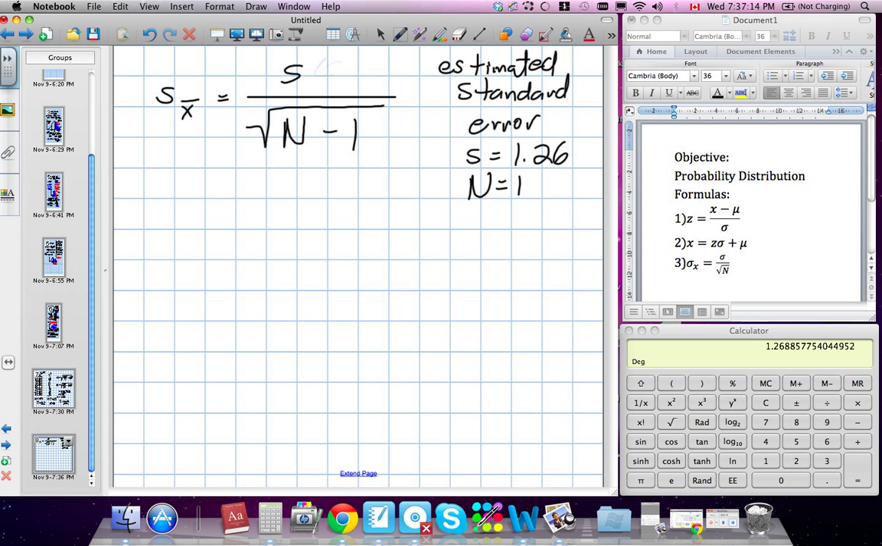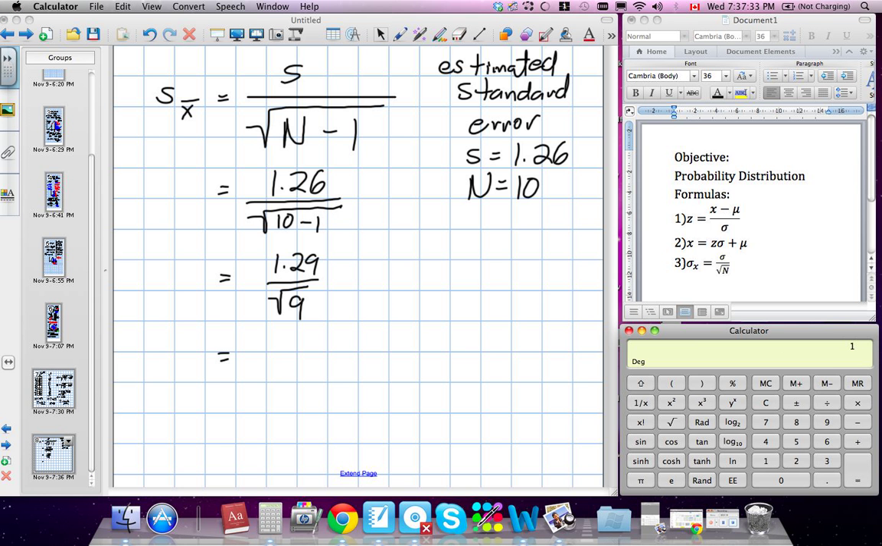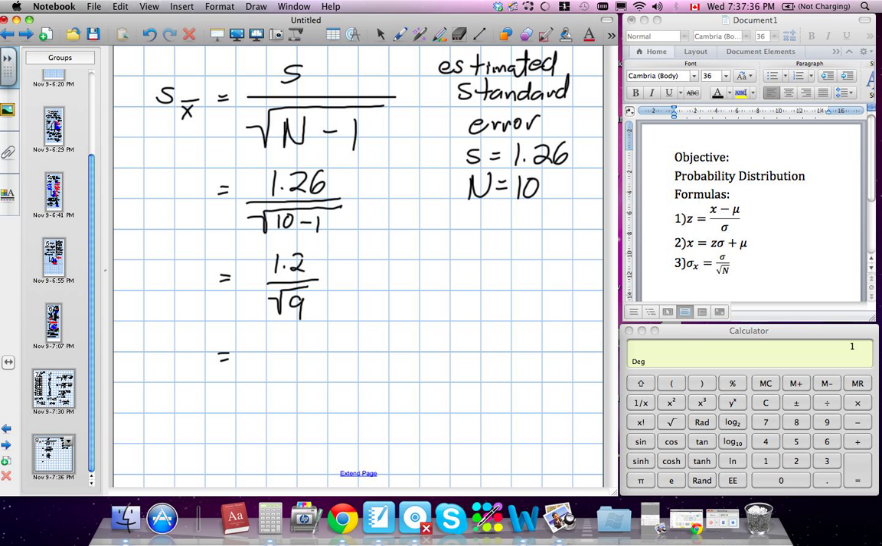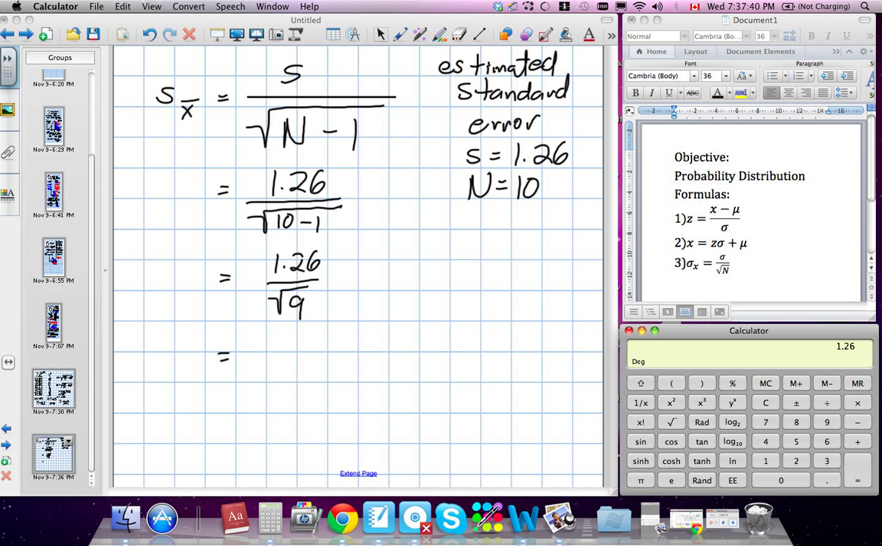Another thing they want us to find is the estimated standard error, which is this formula here. This represents our estimated standard error. This is our standard deviation, which we found on the previous page. It was 1.26. Our sample size was the number 10, which is simple. They only needed 2 variables for this. So we took 1.26 and divided by the root of 10 subtract 1. So essentially, we're looking for 1.26 divided by the root of 9.